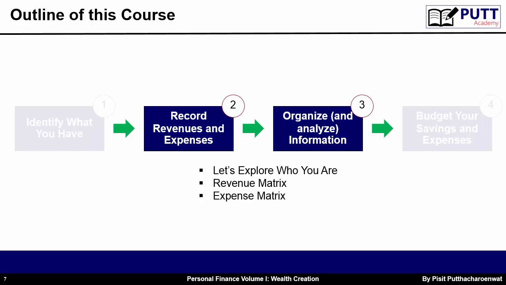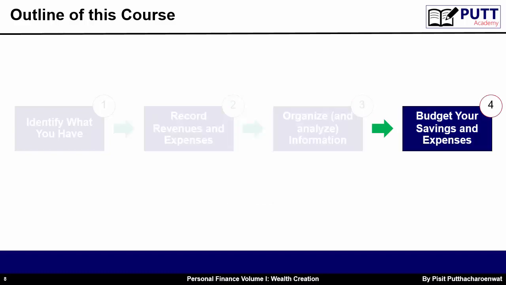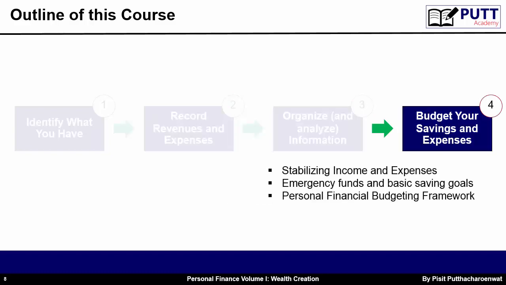Revenues and expenses matrix will help you learn how to organize massive information like your own spending or multiple sources of revenues. In the last step, you will learn how to deal with income and expenses that are relatively volatile or do not incur on a regular basis. You will then learn the fundamental principle of emergency funds and saving goals. Lastly, you will integrate all concepts you learn in this section and create your own personal financial budgeting.